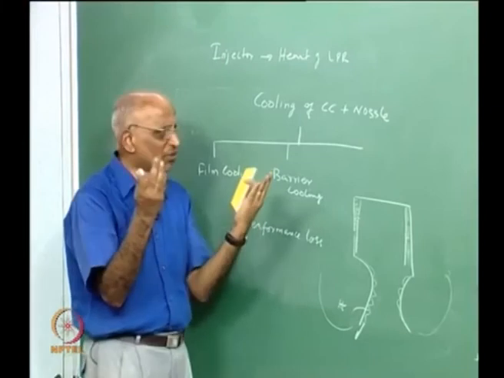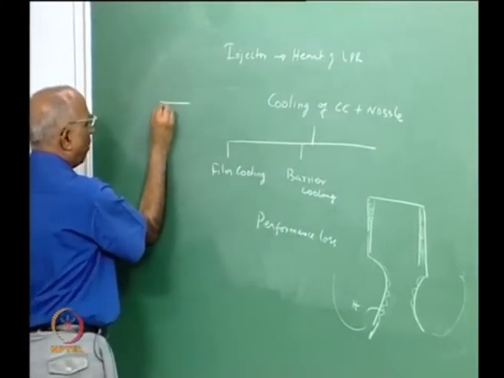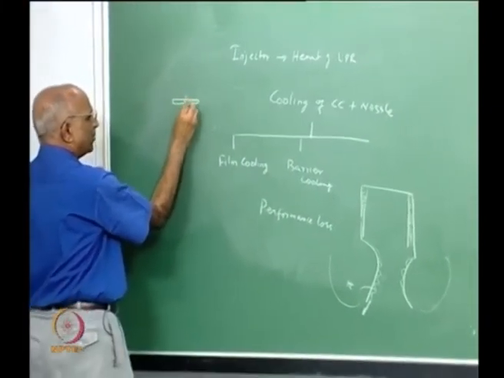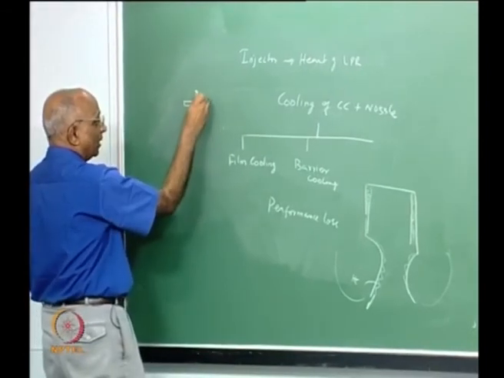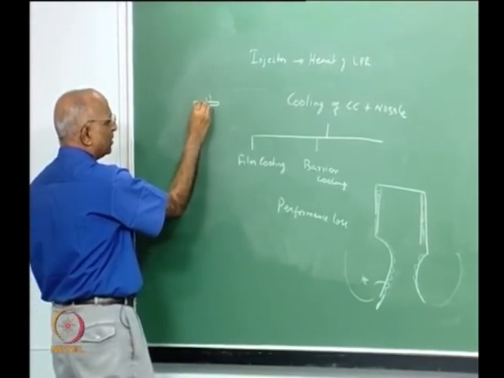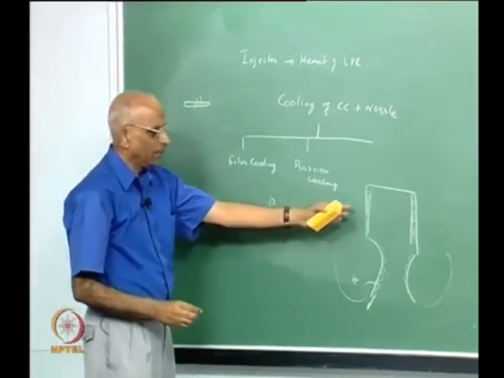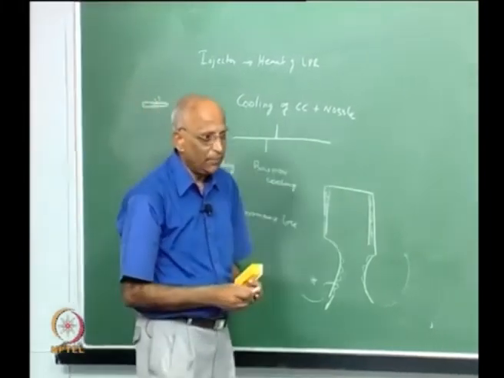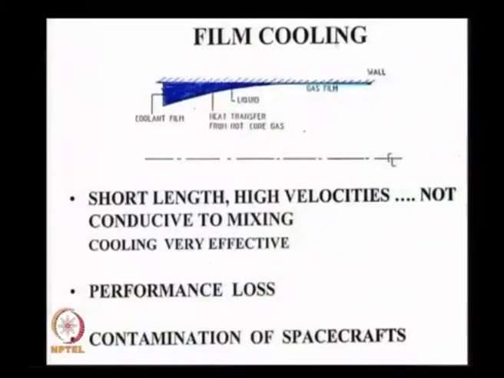A spacecraft consists of sensors. What are sensors? You have optical quality glass which allows radiation to go in, or it looks at the radiation from the earth. Sometimes these get contaminated because of the film cooling. We will keep that in mind. Well, this is all about film cooling.